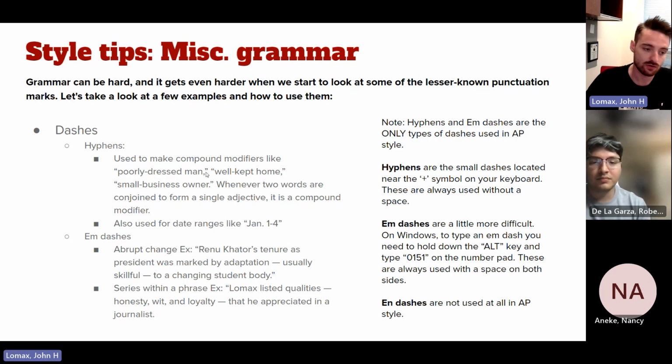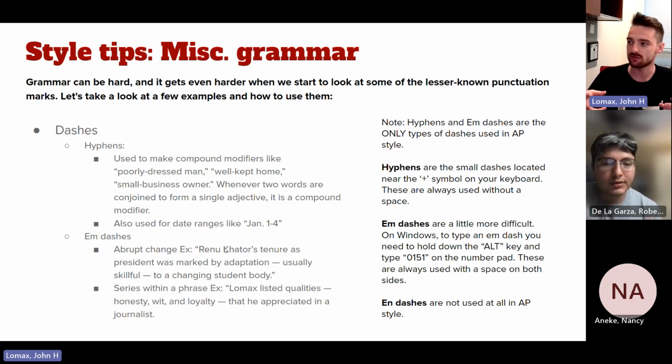And then the other kind that we use, and these are a little weirder, is em dashes, okay? Not to be confused with en dashes. We do not use en dashes at all. Em dashes are used for, when you're more of a narrative signal, to assist you in your storytelling. So like, an abrupt change in a sentence, right? So like, Rena Couture's tenure as president was marked by adaptation, usually skillful, to a changing student body.